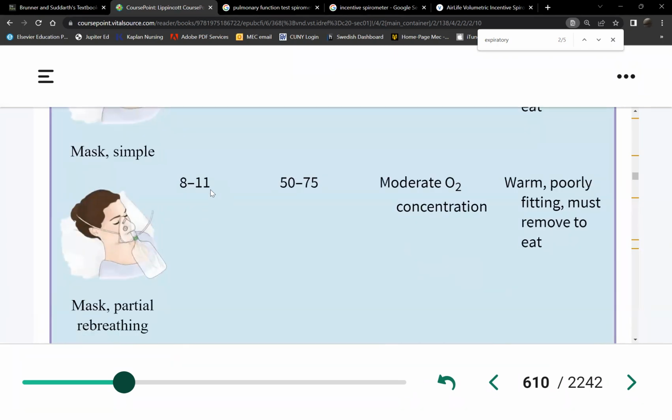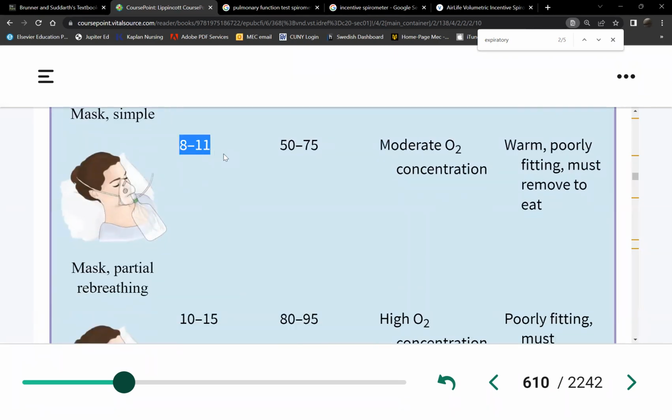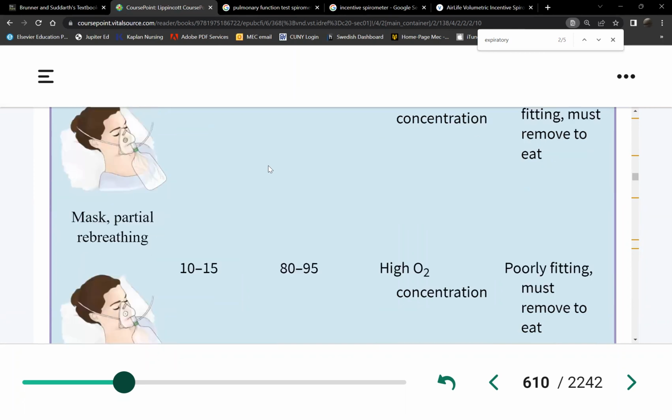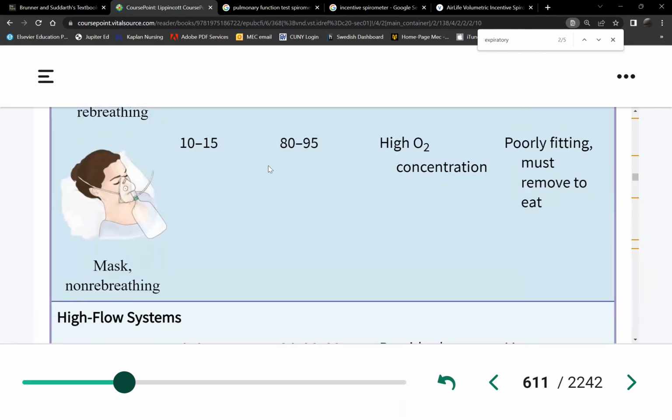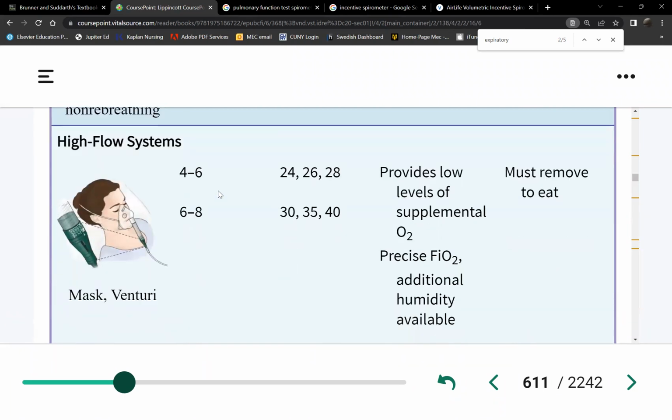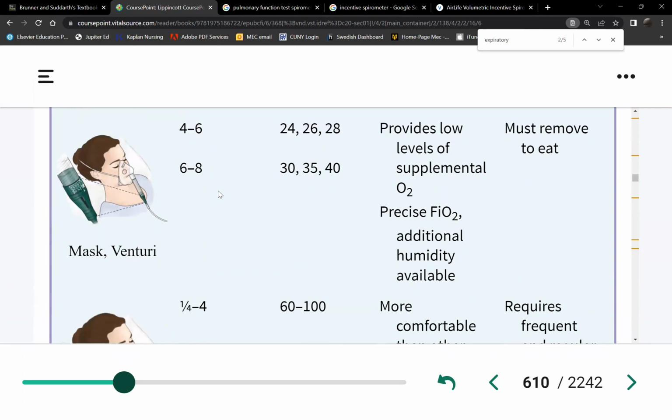You have a simple mask. So if you're giving 7, what should you use? It says 8 to 11. So what should you use if your order is less than 8? A cannula. Okay. Non-rebreather, minimum is 10. So what is this saying? What does this mean here?